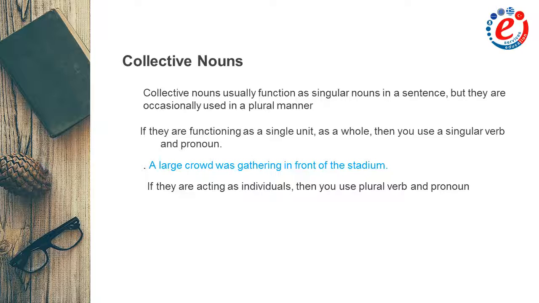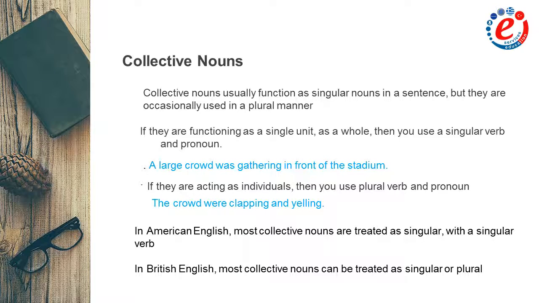Whereas, if they are acting as individuals, then we use a plural verb and pronoun. For example, the crowd were clapping and yelling. Here we talk about each member of the crowd separately.